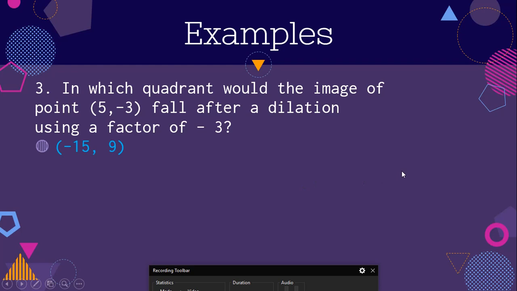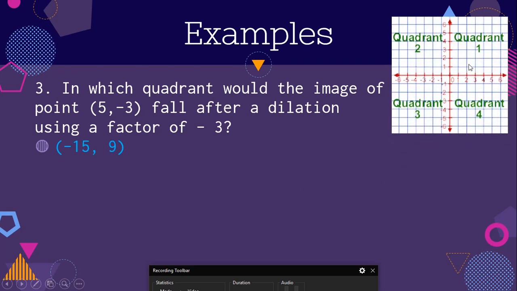If you're not familiar with the quadrants, they're labeled 1, 2, 3, 4. If you can imagine, -15 would travel to the left and then up. So we know that our answer would lie in quadrant 2.